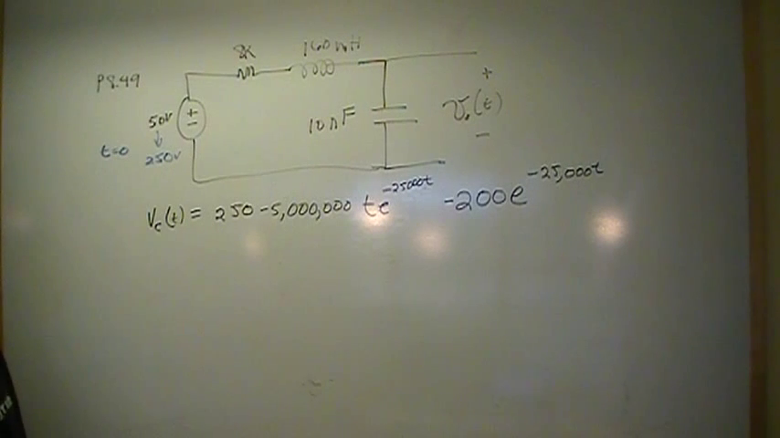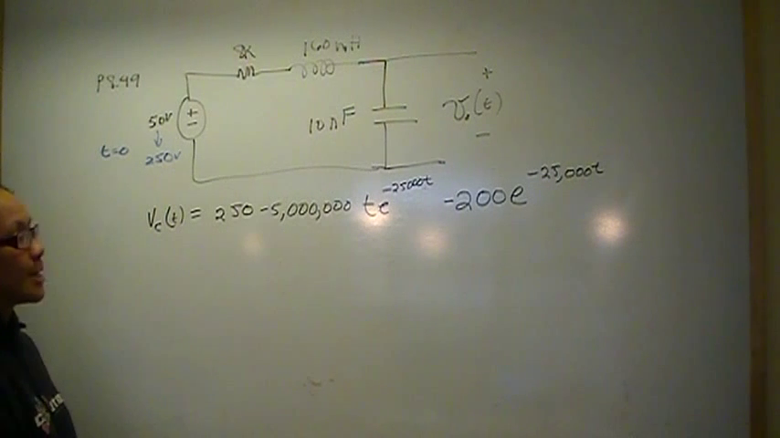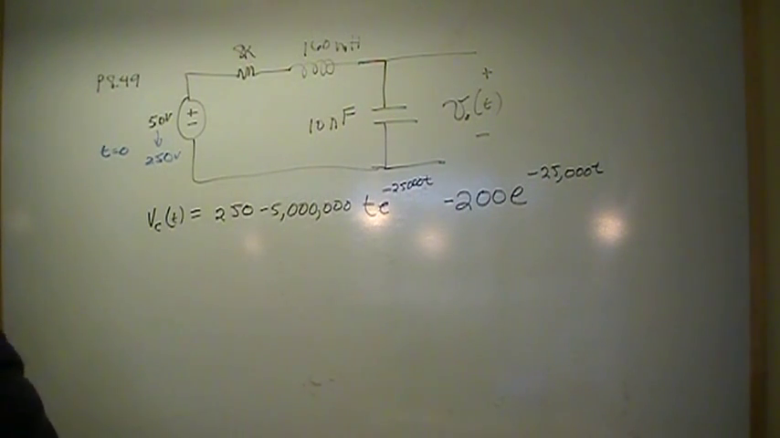So, answer this problem. The voltage drop across the capacitor for this particular circuit can be described with Vc of t is equal to 250 minus 5 million t e to the minus 25,000 t minus 200 e to the minus 25,000 t. I hope that helps.